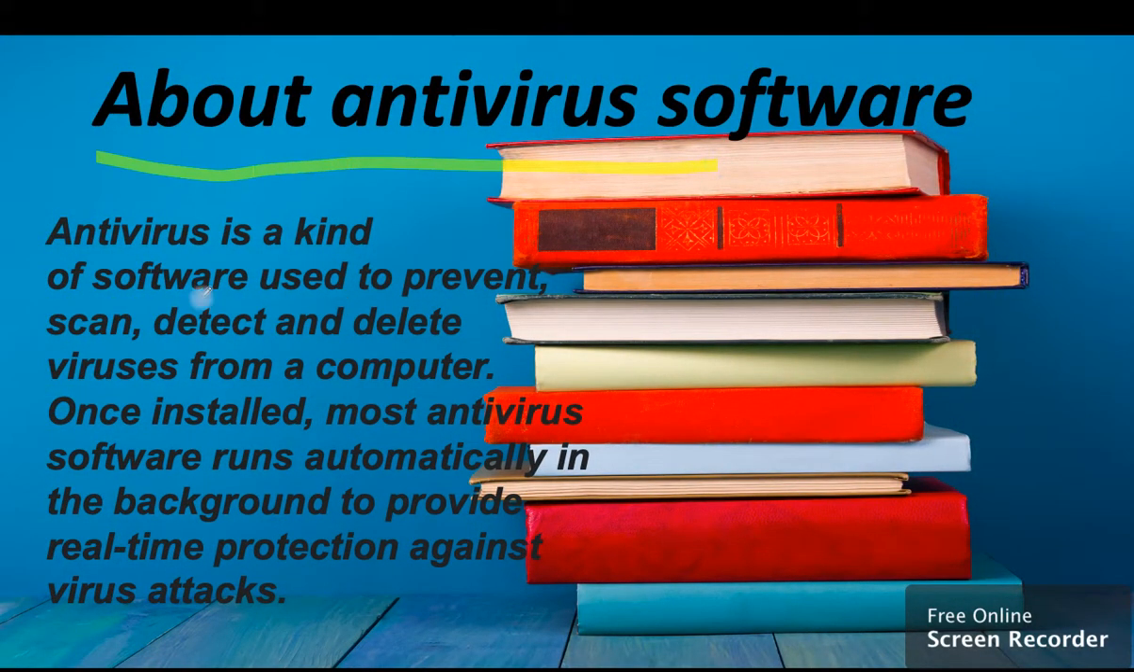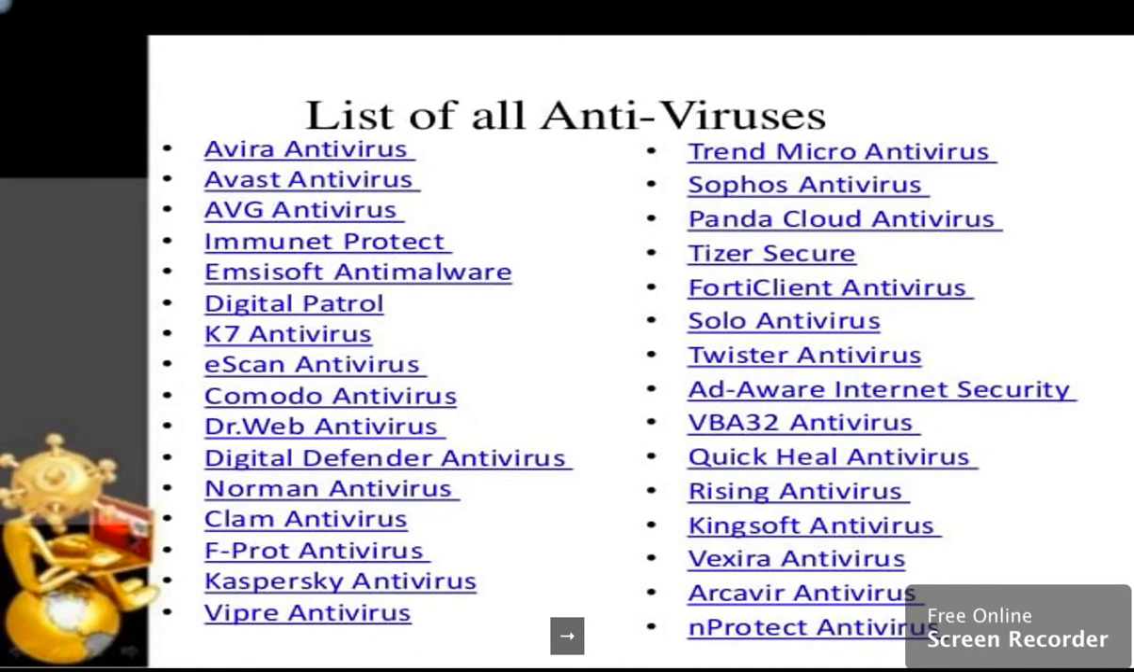Now about antivirus. Antivirus is a kind of software used to prevent, scan, detect and delete viruses from a computer. Once it's installed, most antivirus software runs automatically in the background to provide real-time protection against virus attacks. Now here is a list of antivirus software, and please install only one antivirus. It will hang your computer if you install more than one antivirus. So you can see here, there are many antiviruses.